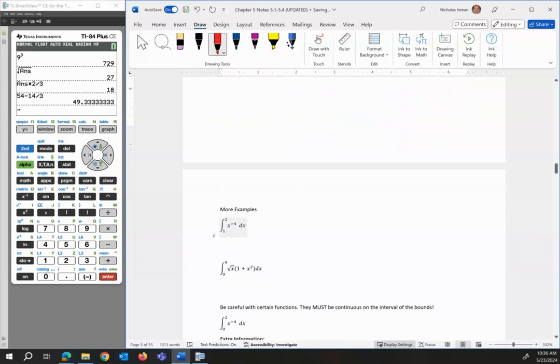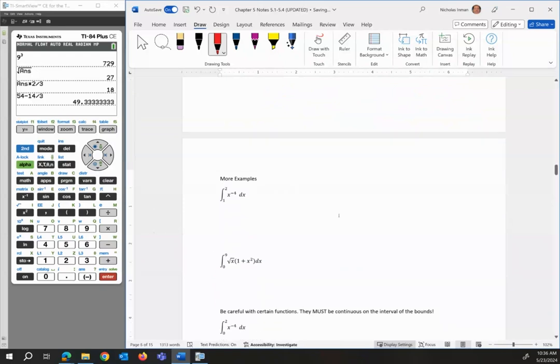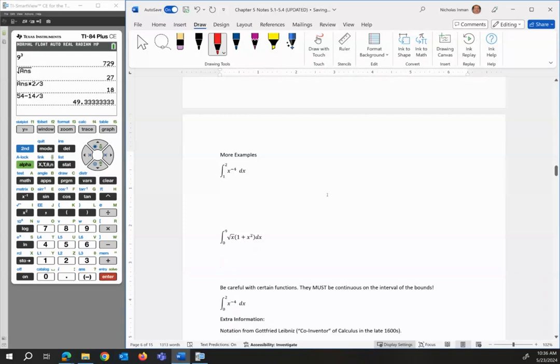All right, a couple more examples to make sure we have this. So the integral from 1 to 2 of x to the negative fourth. Step 1, I have to find an antiderivative of x to the negative fourth. So I add 1 to the exponent, and then I divide by that new exponent, and then put my bounds from 1 to 2. I can simplify this a little bit.